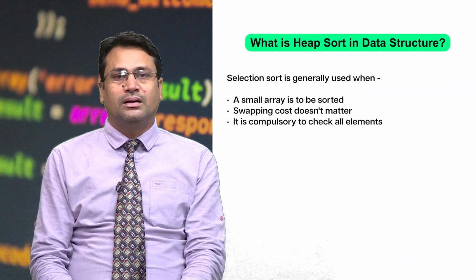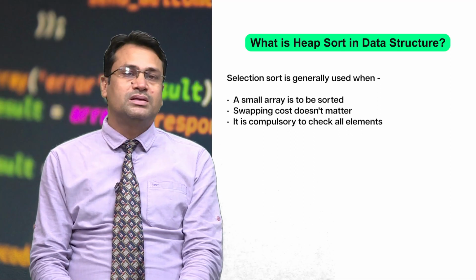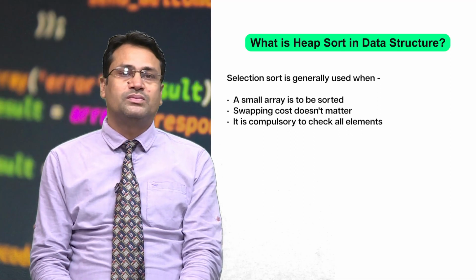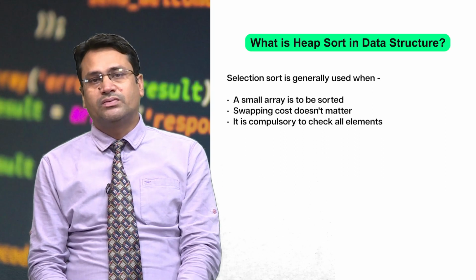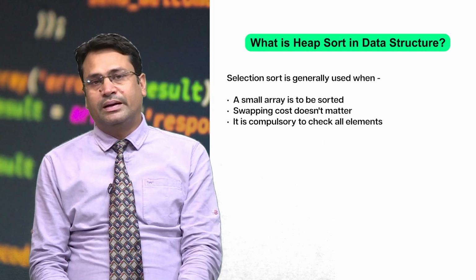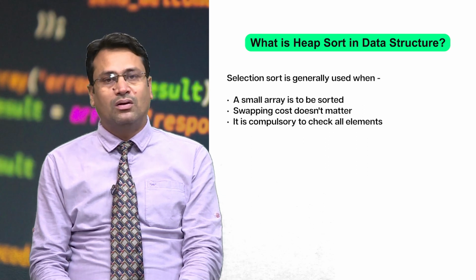Selection sort is basically used under the following conditions. The first condition is a small array is to be sorted. Second is swapping cost does not matter. And third is it is compulsory to check all elements.